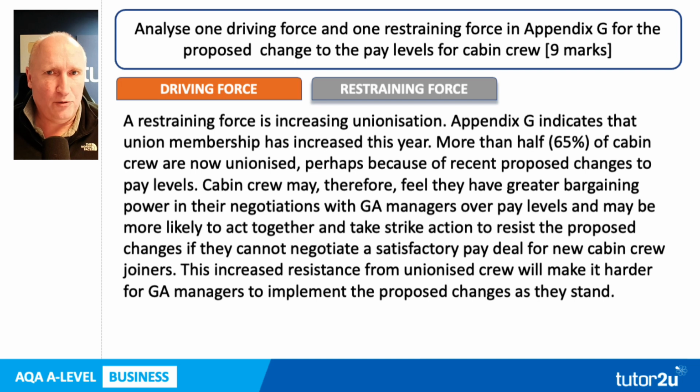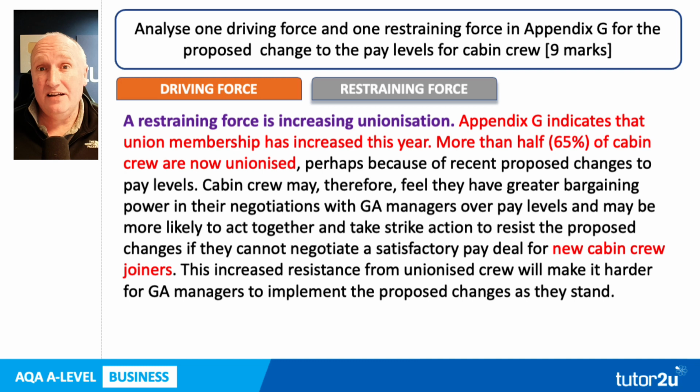Just to develop that how and why a little bit further. Why is that a restraining force, a resisting force? This increased resistance from unionised crew will make it harder for GA managers to implement the proposed changes as they stand. And I think that's an obvious point, isn't it? A greater unionisation, in theory, makes those cabin crew employees better able to negotiate. They have, in theory, more bargaining power. Therefore, that's a restraining force.